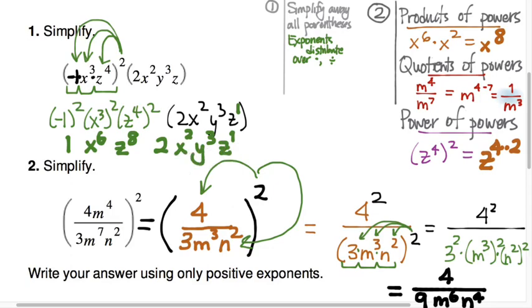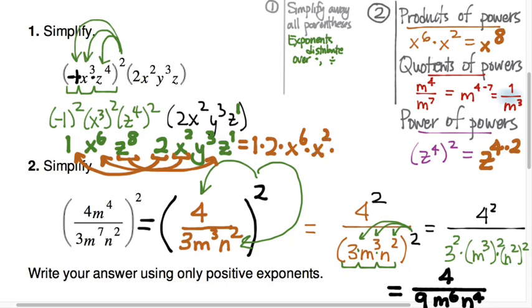I can do that, by the way, because multiplication is commutative, and therefore I can just move around these factors to get the powers of x next to each other, get the powers of z next to each other, get the numbers 1 and 2 next to each other. Right? So maybe I'll include that as a quick intermediate step. 1 times 2 times x to the 6th power times x to the 2nd power times y to the 3rd power times z to the 8th power times z to the 1st power.